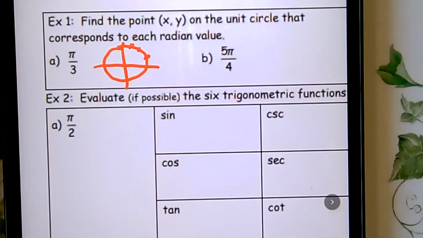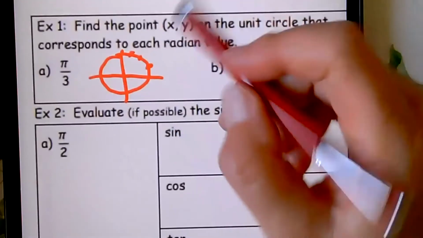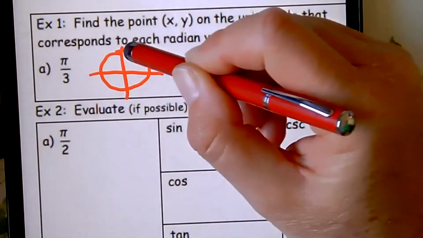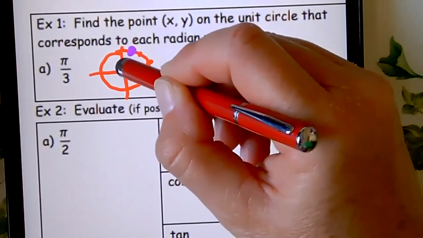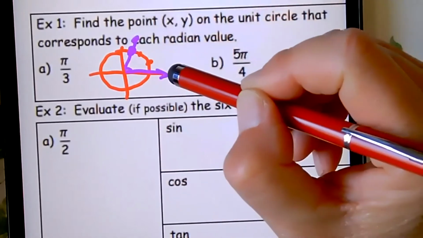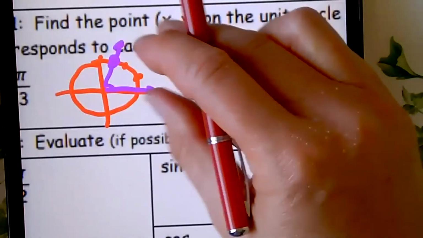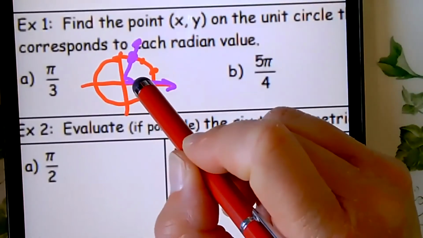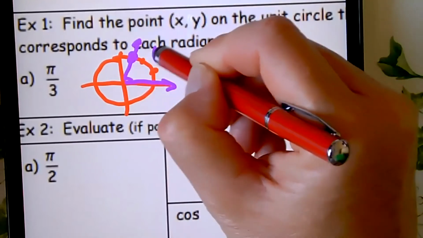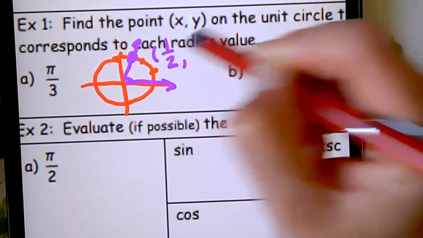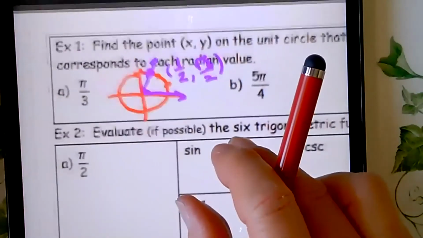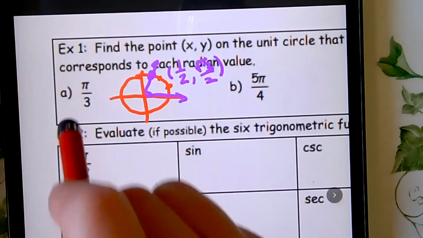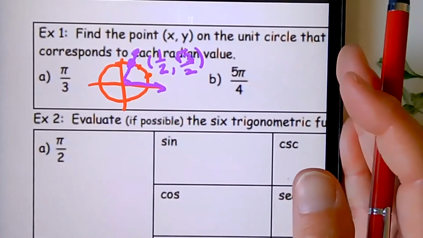So let me just get a different color here. I would actually be right here at this point, okay? This would be the angle that I'm looking at. But what are the coordinates of that point? So that point is going to be short, comma, long. So that point's going to be short, 1/2, long, root 3/2. And that would be the answer that they want if they wanted the point where pi thirds is.